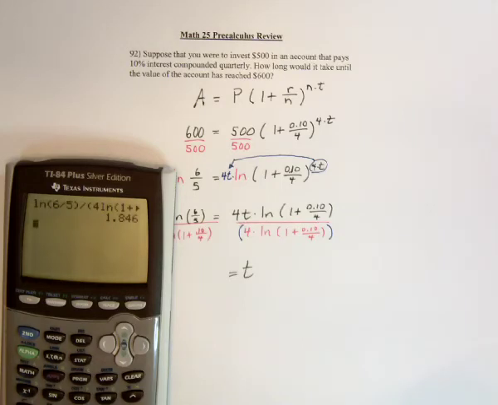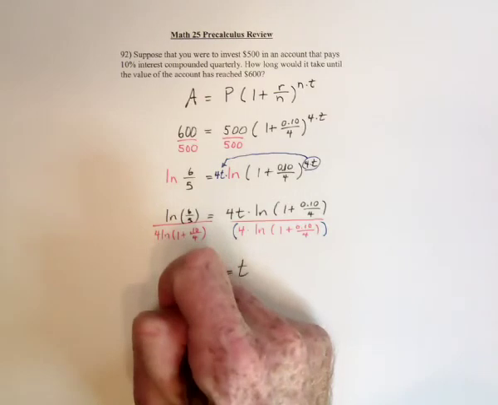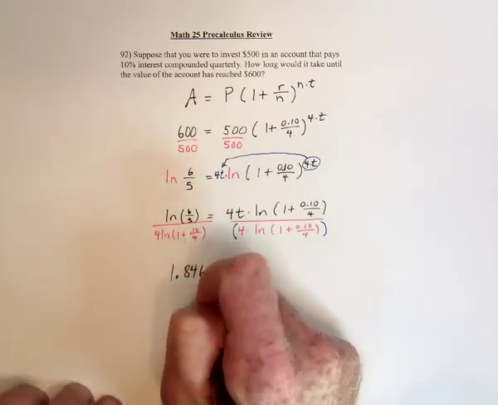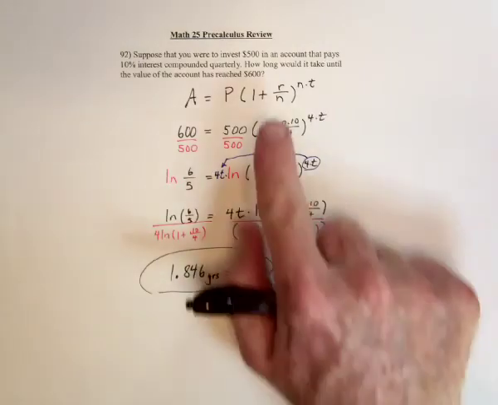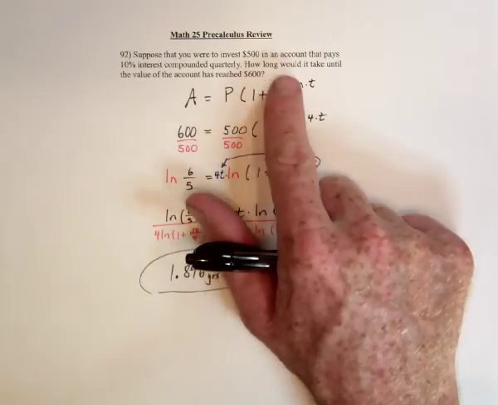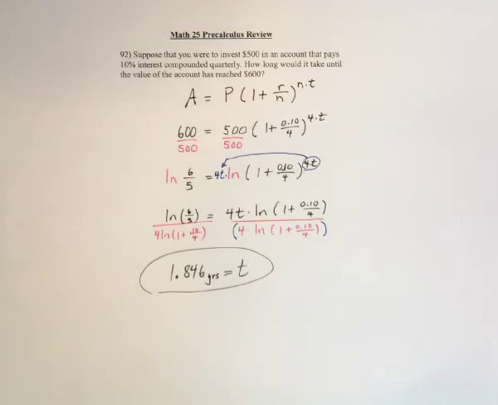And it would take 1.846 years. Then I just go back and make sure that I answered the question. How long would it take until, okay, that's it, 1.846 years.